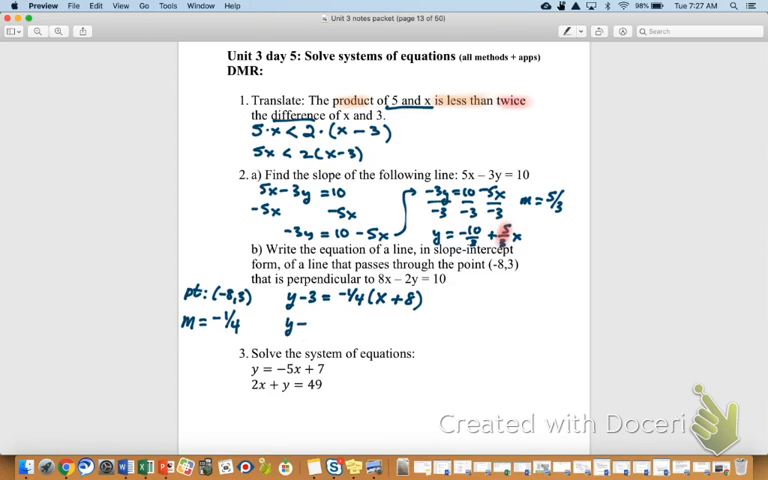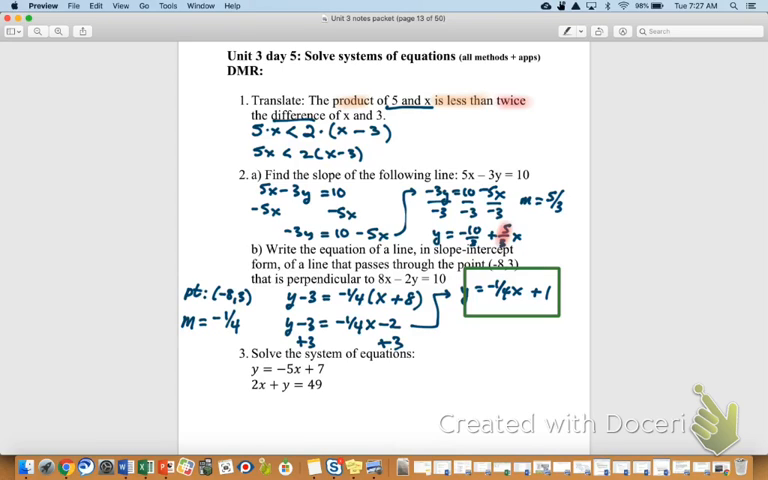And then I will distribute, and I'll take that back. I'll just add right here. So after I distribute, I'll add the 3 over. This will give me y equals negative 1/4 x plus 1, and that would be the equation of my line in slope-intercept form.